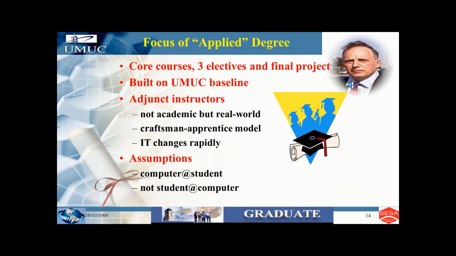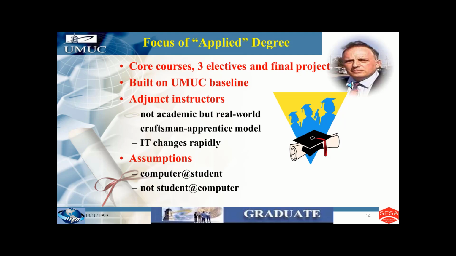The focus of the Master of Software Engineering degree is applied rather than theoretical. The students take core courses, 3 electives out of a set of managerial or technical electives, and then complete the final project. It's built on our UMUC baseline of offerings and the use of adjunct instructors. The use of adjunct instructors in software engineering is an advantage because these people who are working out in the field bring the real world into the classroom, and so the students don't just get academic exercises. And it's really an extension of the old craftsman-apprentice model, where the instructor is the craftsman and the student is the apprentice. And in the IT world, where it changes rapidly, this is an advantage rather than a disadvantage.